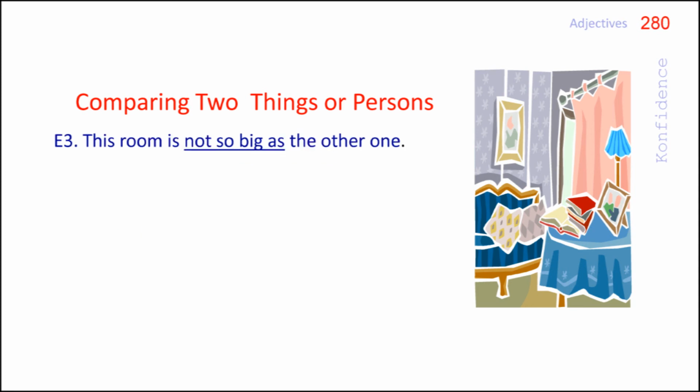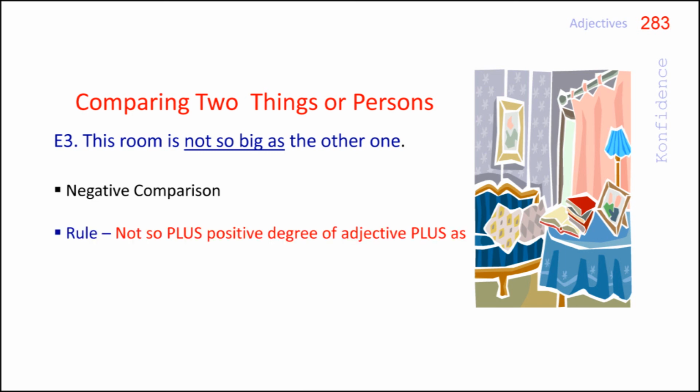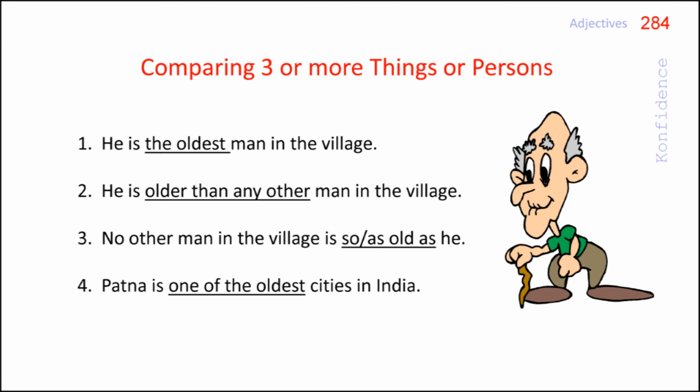The third example shows a negative comparison. Look at the underlined words. Negative comparison is made like this. Not so plus positive degree of an adjective plus as. Here are 4 ways of comparing 3 or more things or persons.